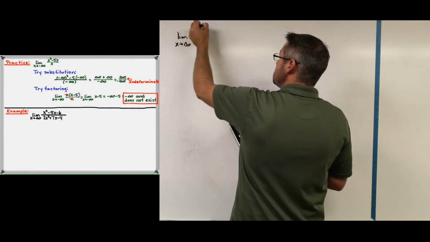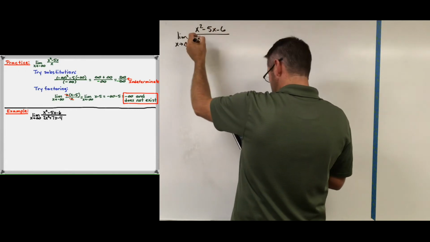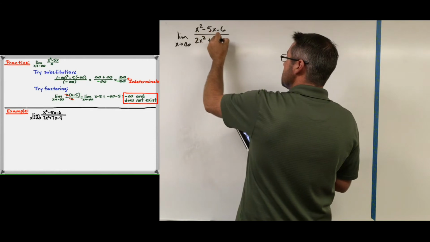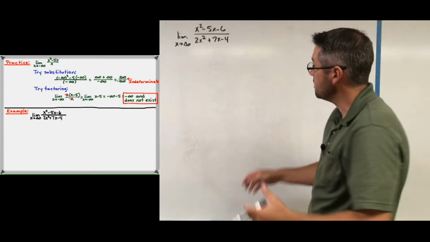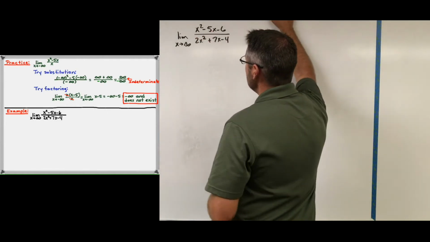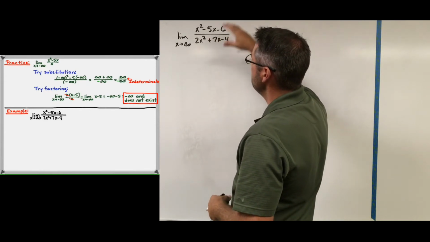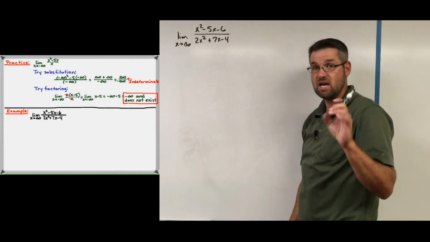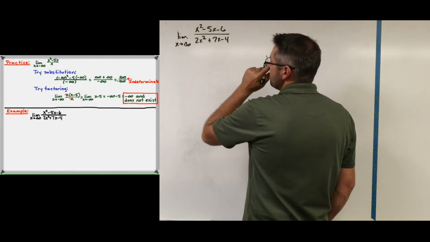The limit as x approaches infinity of x squared minus 5x minus 6 all over 2x squared plus 7x minus 4. Okay, well, what do we do? We substitute. We try substituting. Infinity squared minus 5 times infinity minus 6 is going to be infinity. Infinity squared times 2, that's infinity, plus infinity minus 4 is infinity. We have infinity over infinity, indeterminate. And I just flew through that for the sake of time, but you should still show the work for it. Okay? So it's indeterminate. So what's our next step?